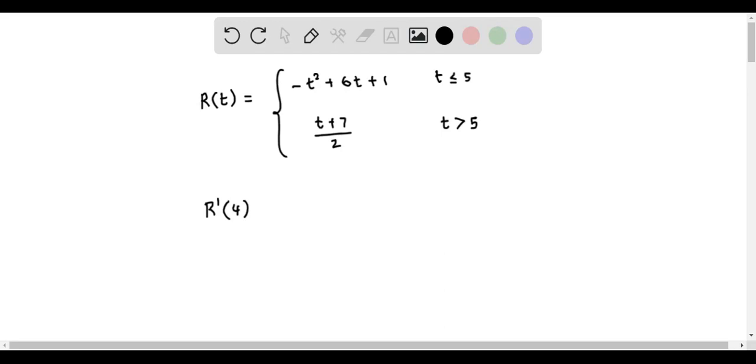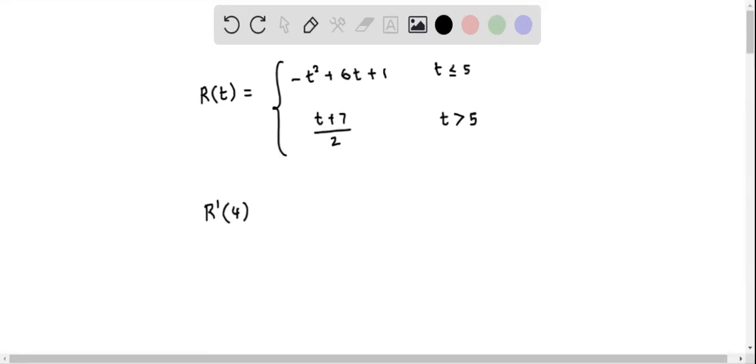We are given this function r of t, which represents the rate of change of rainfall in inches per hour, where t represents the number of hours, and it is from 0 to 8. And we have to calculate r prime of 4. So r prime of 4 is the first derivative of the function r of t when t equals 4.